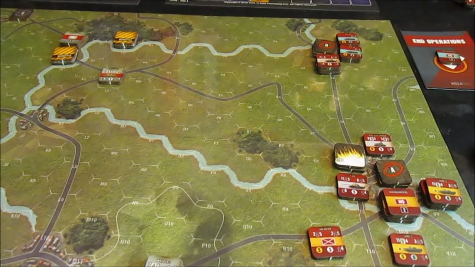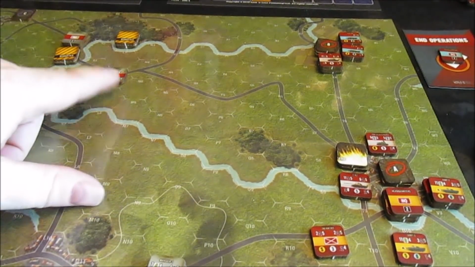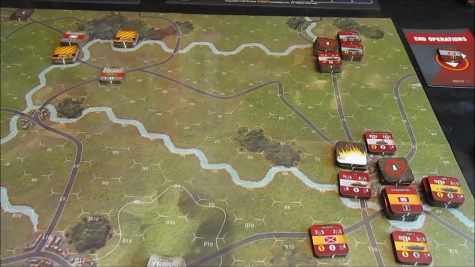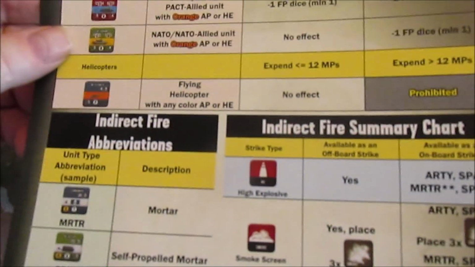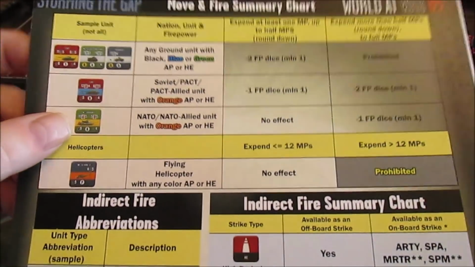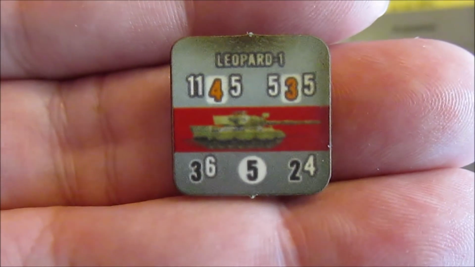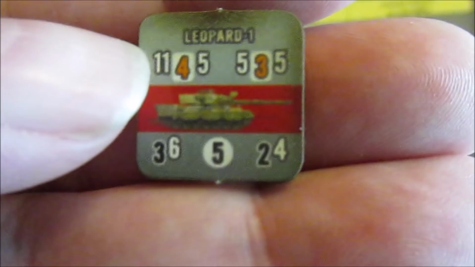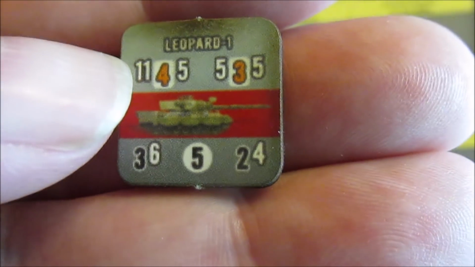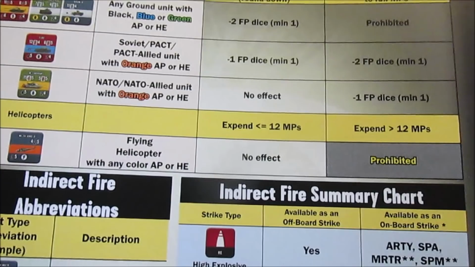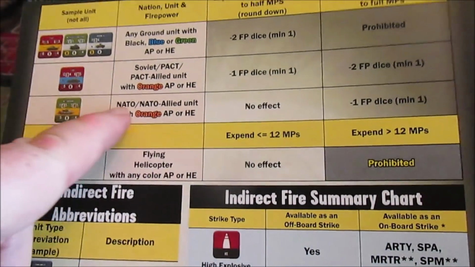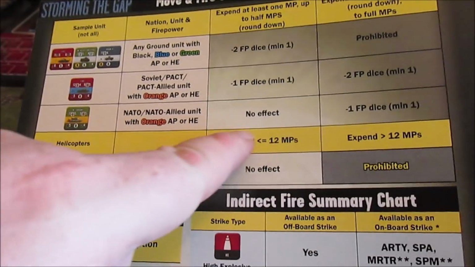That's good. But I think we're going to stop moving there, because I want to move and fire. Let's take a look. It is a NATO allied unit with orange high explosive, or HE. See, it auto focuses slowly on its own. Look at that. So it does have orange armor piercing and high explosive. I'll wait for it to slowly focus back. See, why can't my other camera do that?